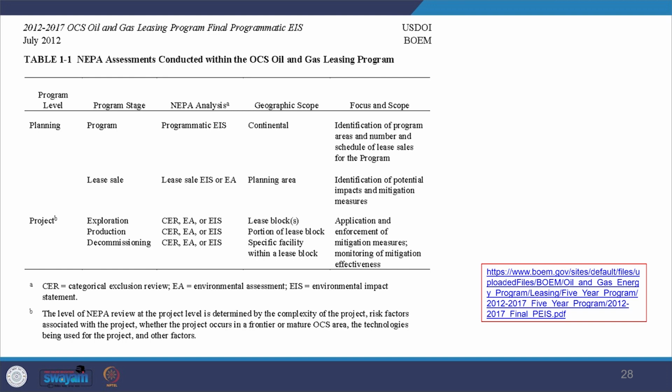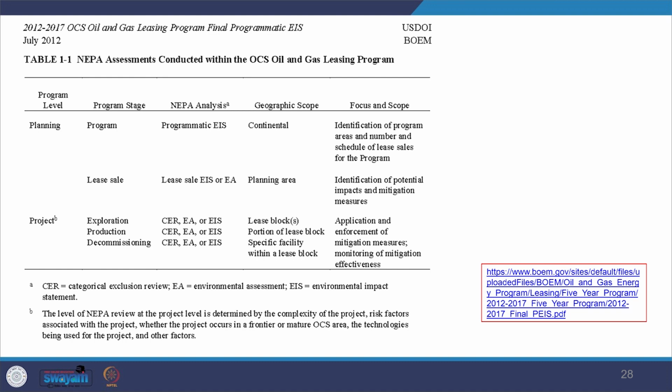So for the planning, the geographical scope of this, now you see what you have seen in EIA, and now you see the geographical scope of this is the continental. And then the lease sale where they would be doing, that would be a planning area, and within that they would have their projects.